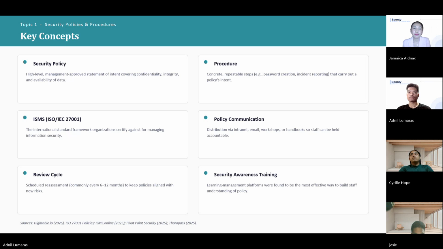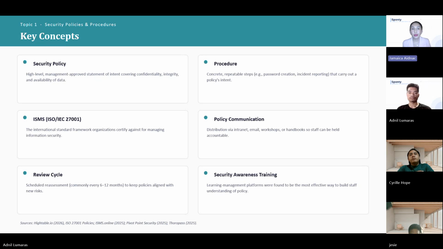Why they matter. Without a written policy, employees have no formal basis for knowing what is expected of them. And organizations have little recourse when something goes wrong. Analysts studying ISO Annex A 5.1 point out that policies must be clearly communicated through channels such as intranets, email, workshops, or employee handbooks. Because unwritten common sense is not a defensible standard once an incident occurs.